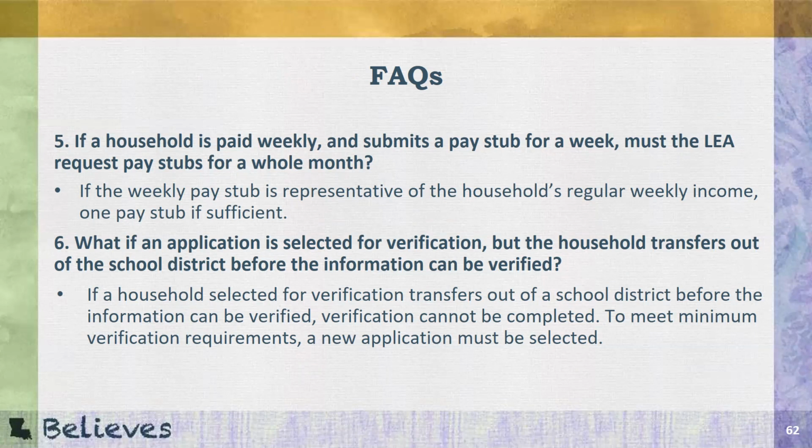And question 6, what if an application is selected for verification, but the household transfers out of the school district before the information can be verified? If a household selected for verification transfers out of the school district before the information can be verified, verification cannot be completed. To meet minimum verification requirements, a new application must be selected.